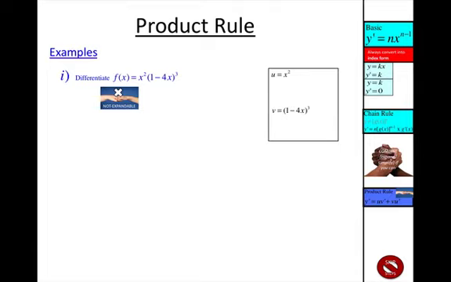So if our u is x^2, our u dash is 2x. And if v is (1 - 4x)^3, our v dash will be, it's a chain rule, so we work it out as such. Bring down the power, minus 1 from the power, and times by the derivative of what's in the brackets, which is minus 4. Tidy it up, leaves us with -12(1 - 4x)^2. Okay, there's our chopping board done.